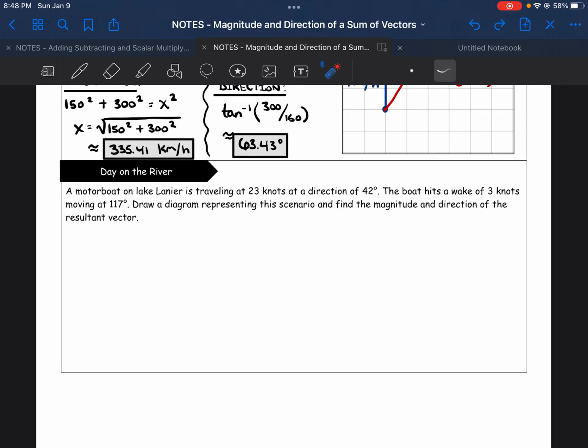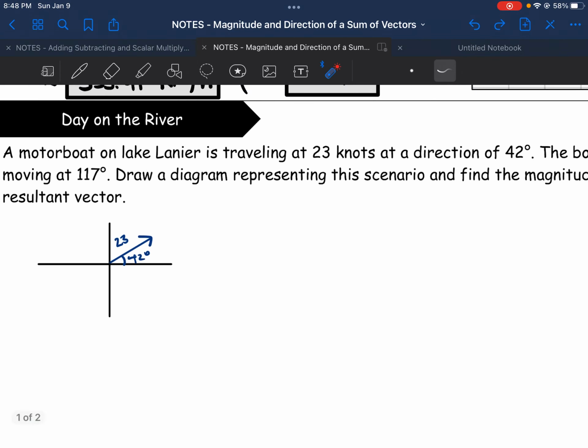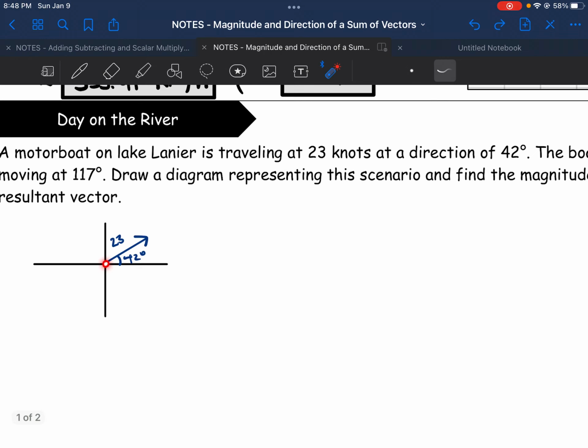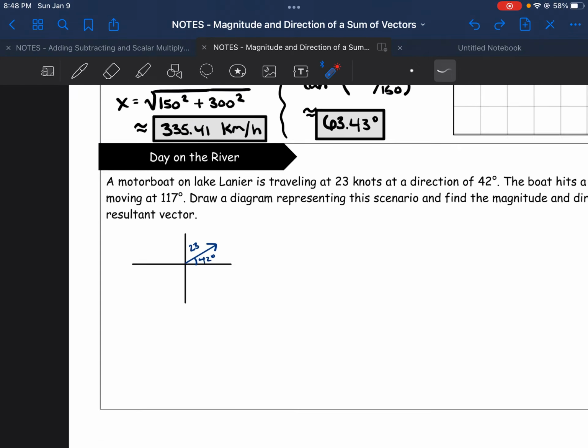So let's talk about how we can get the component form of a vector if we're given its magnitude and direction. First things first, we have two different vectors going on. We have the motorboat going 23 knots at a direction of 42 degrees. This is a good visualization of that. Let's let the origin be the starting point. There's the magnitude, 23 knots, 42 degrees with respect to the horizontal.